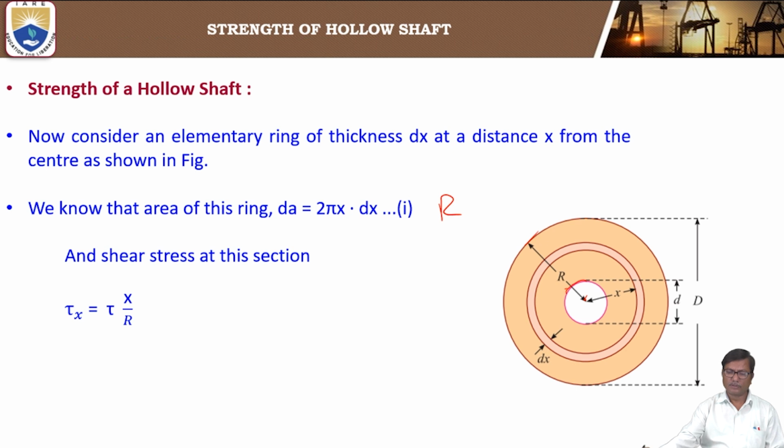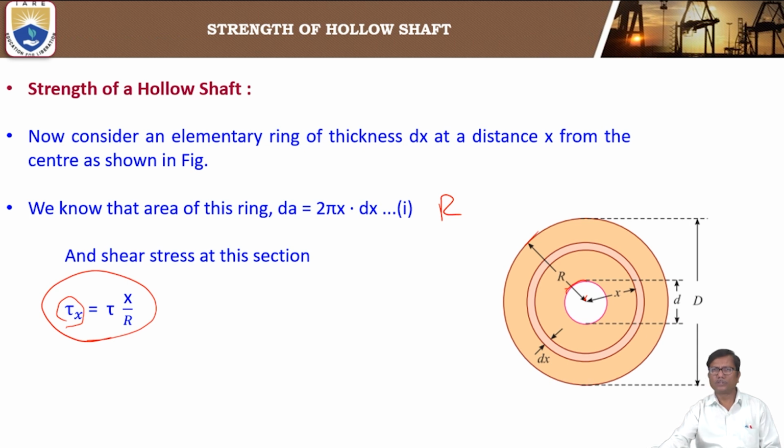Now, the shear stress at any distance x from the center or the axis of the shaft is given by the equation tau x is equal to tau into x by R. Here tau means the maximum shear stress at the outer circumference, and x is the radial distance where we are considering the element, and capital R is the outer radius.